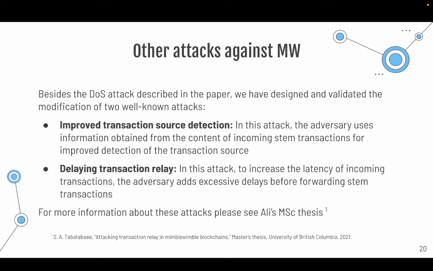Besides the denial of service attack that we described in the paper, we have designed and validated two other attacks against MimbleWimble blockchains. The first one is improved transaction source detection, in which the adversary uses information obtained from the content of incoming stem transactions for the improved detection of their sources. In the second attack, which is called delaying transaction relay, to increase the latency of incoming transactions, the adversary adds excessive delay before forwarding stem transactions.